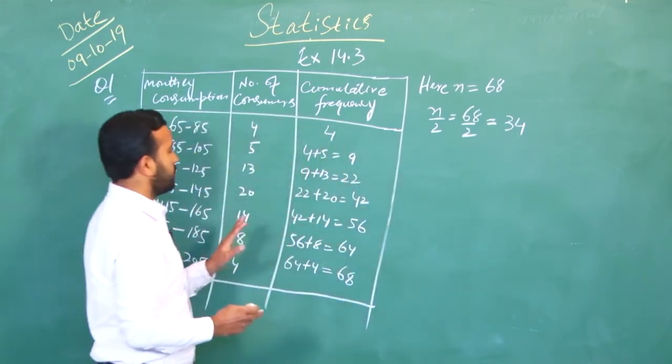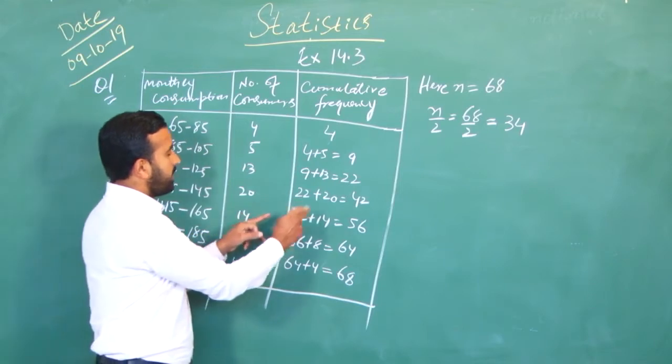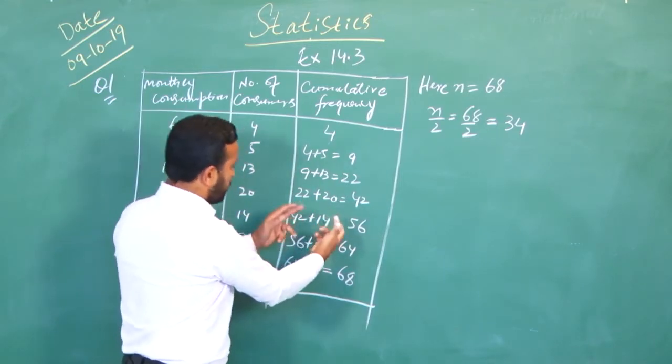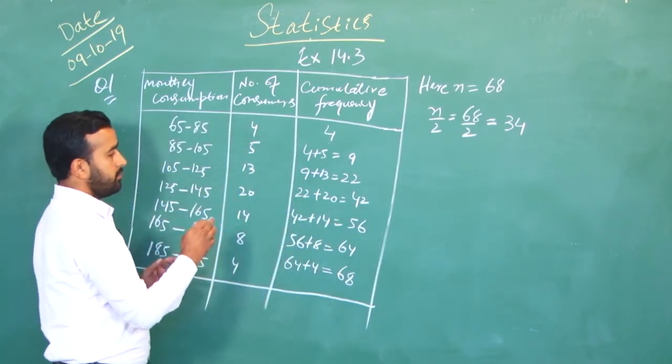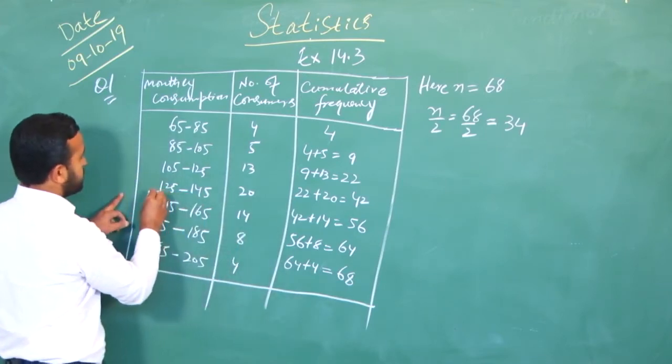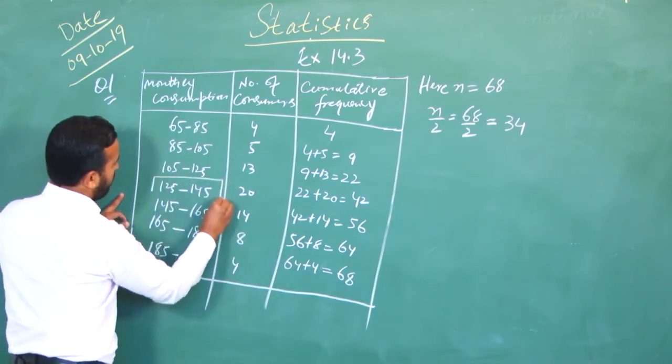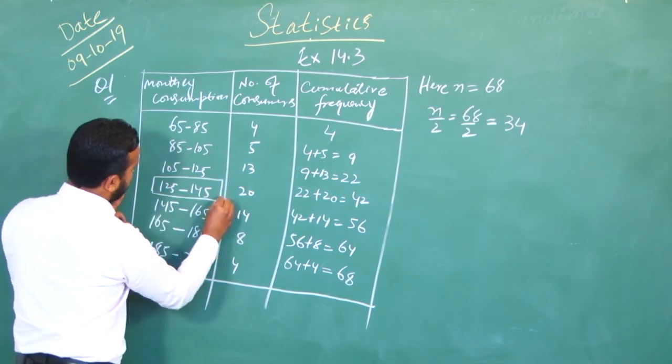Now what is the next step? We have to identify the class or group corresponding to this particular cumulative frequency, that is the group 125 to 145.